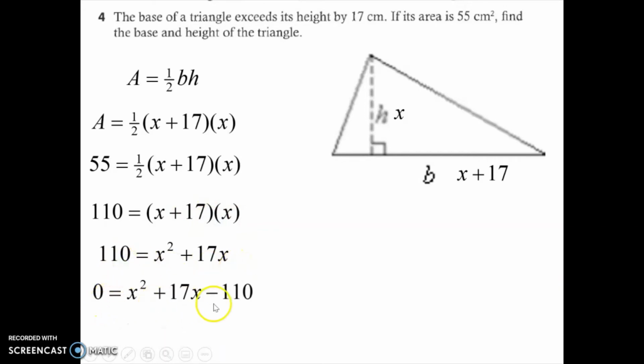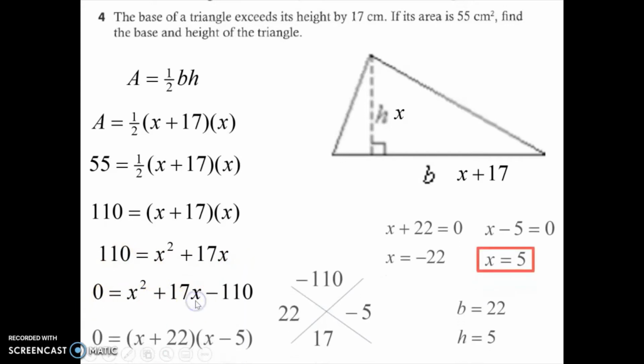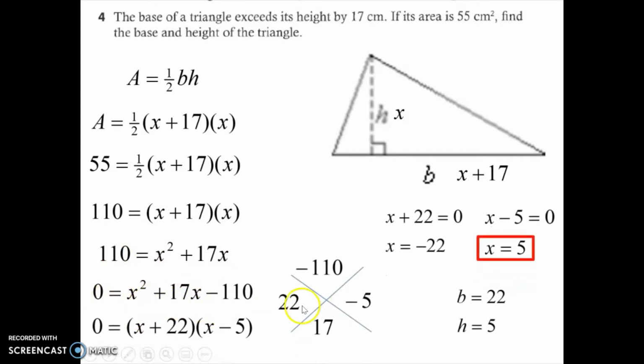So there's 0 equals that. Factor that. Okie dokie. This factored, you can see here I've set up the factoring x factor technique to get 22 and negative 5. So here's factored form. Set both factors equal to 0. Solve. Discount the negative 1. Here's our possible answer for x. So if this is 5, this is 5 plus 17, so that is 22. We have found the height and base of this triangle.